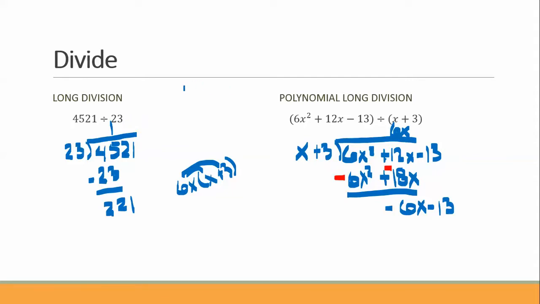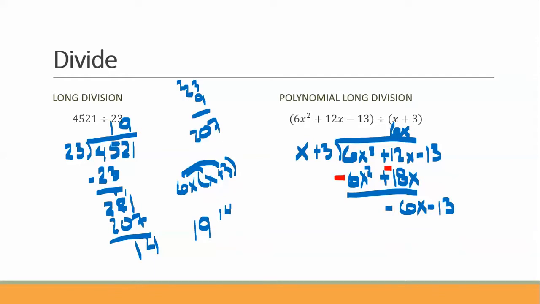So let's do 23 times 9. That would be 7. Carry the 2, 18, 20. So 207. So that, yep, 9 times. So then 207, and we subtract. We have 14 left over. So 23 goes into 4,521 19 times with a remainder of 14. So our answer is 19 and 14 over 23.